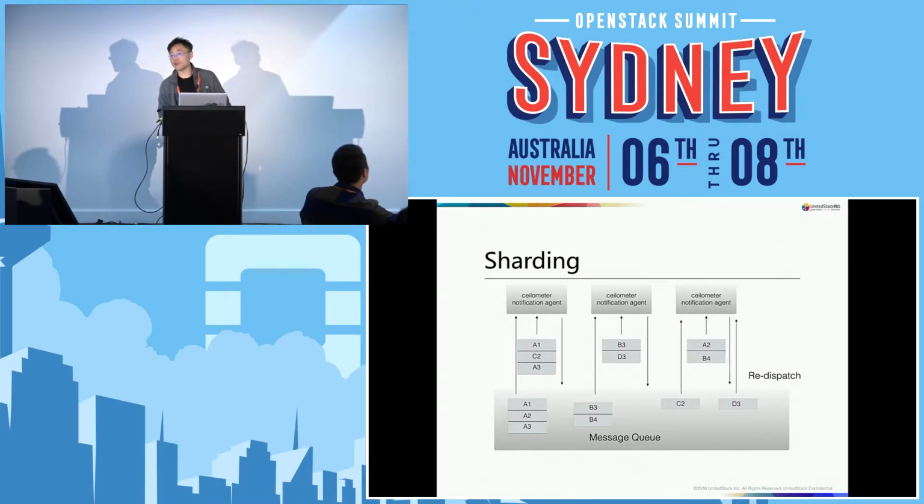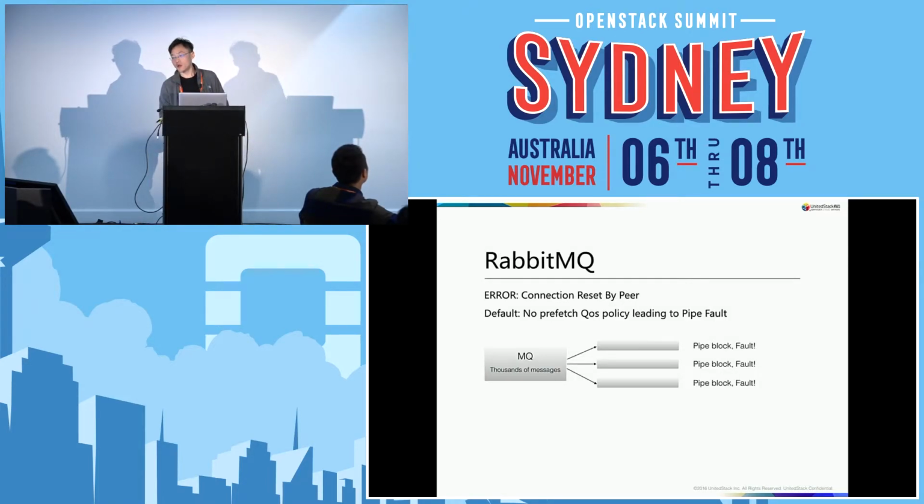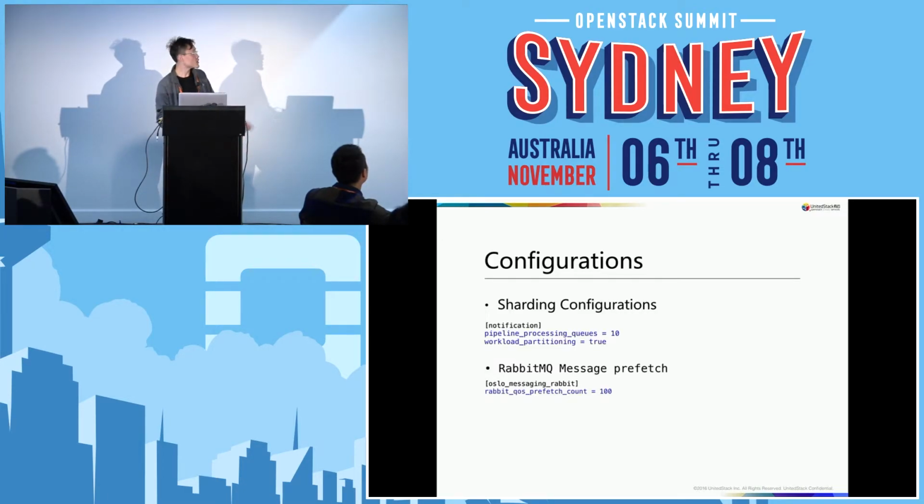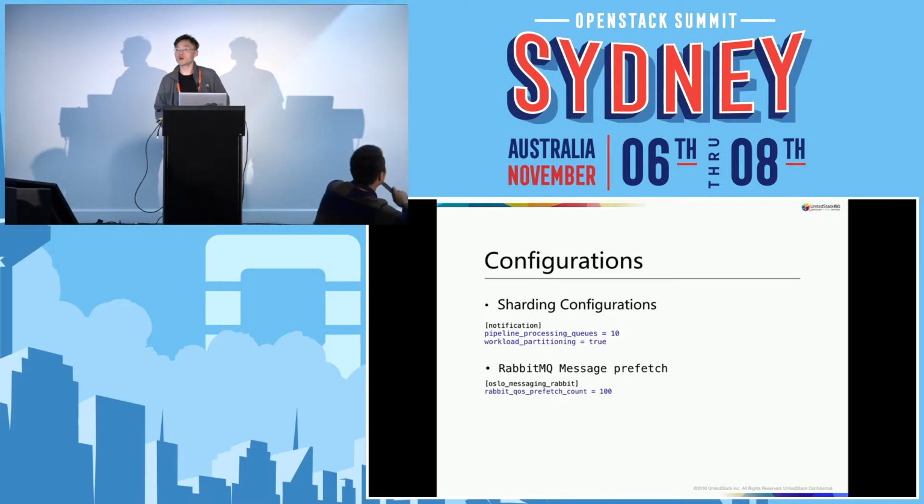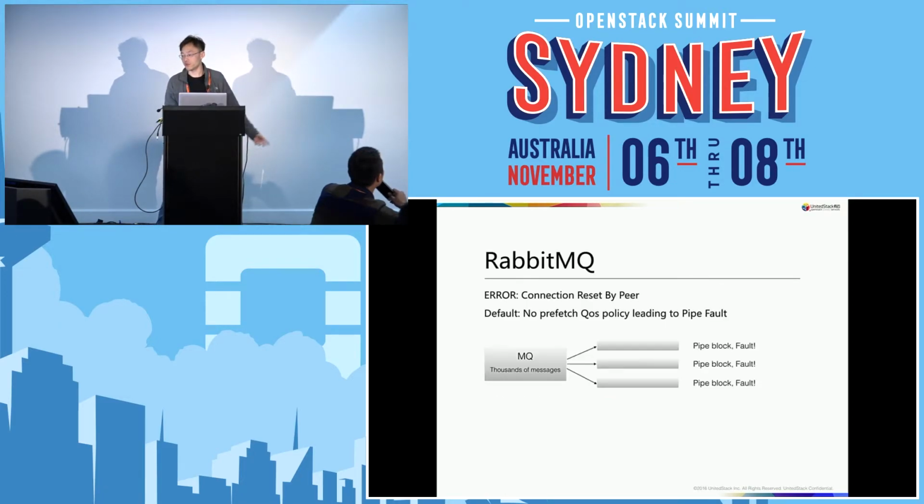So we can use sharding policies here and do the dispatch. RabbitMQ also has some problems, but time is not enough, so we just show it here. Here are the configurations to solve these problems: use workload partitioning and the sharding policies. And also, remember to enable the RabbitMQ prefetch count policies. Otherwise, you will get an error here.